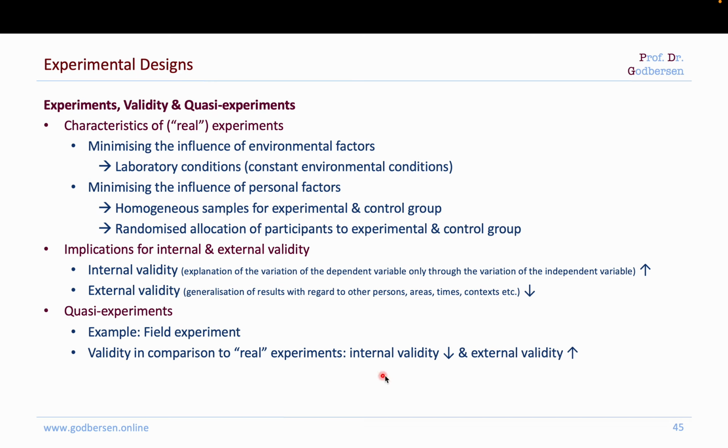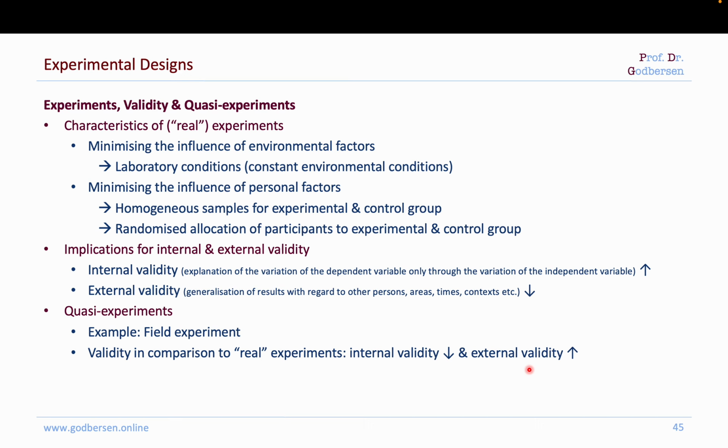That means the internal validity goes down. There might be other influences from the real world that shape the dependent variable. For instance, from this example, the brand awareness or the brand image. But the external validity, we are in the real world, goes up.